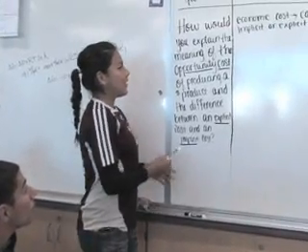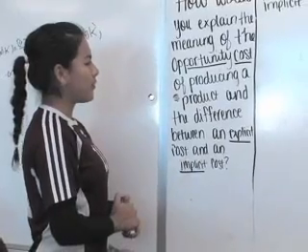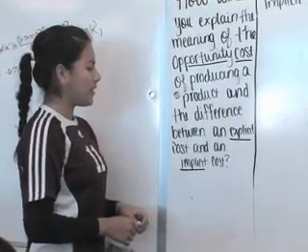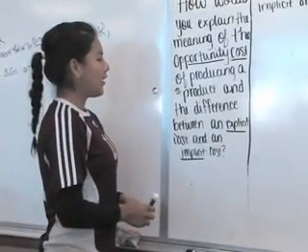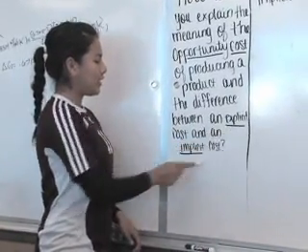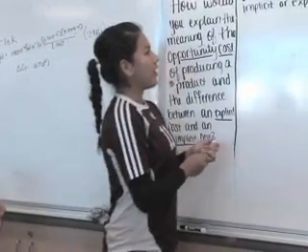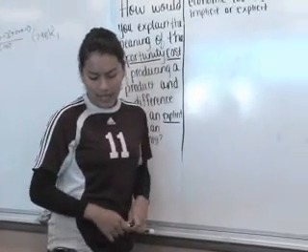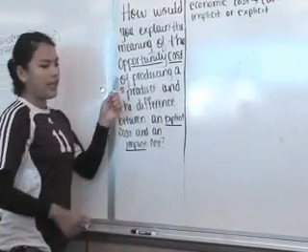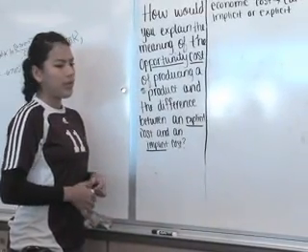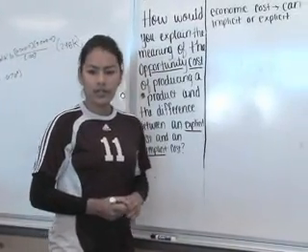Well, my topic is in AP Economics, and my question is, how would you explain the meaning of the opportunity cost of producing a product and the difference between an explicit cost and an implicit cost? And my point of confusion is identifying the differences between an explicit cost and an implicit cost. What I know is that economic cost can be implicit or explicit, and also that the opportunity cost is what you're giving up in order to produce the product or do what you're going to do. So do you guys have any questions for me?